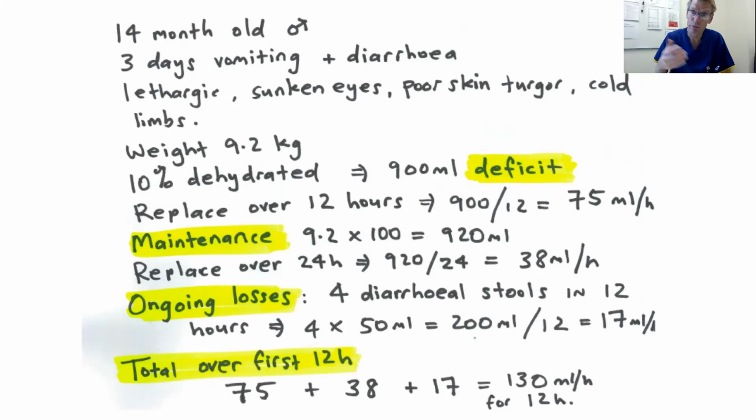In reality, you'd probably be assessing this patient every hour for the first few hours, because you will want to know that his severe dehydration is improving, that he's not having ongoing diarrhea and vomiting, that his conscious state's improving. But you would imagine that this boy would need about 130 mils an hour for the first 12 hours.